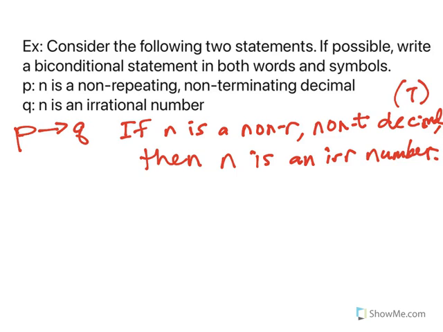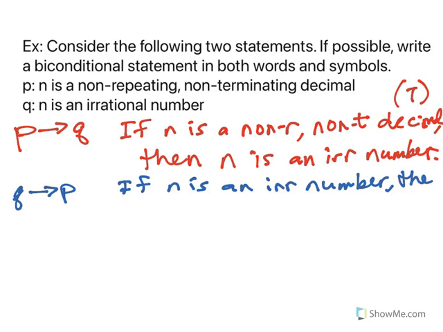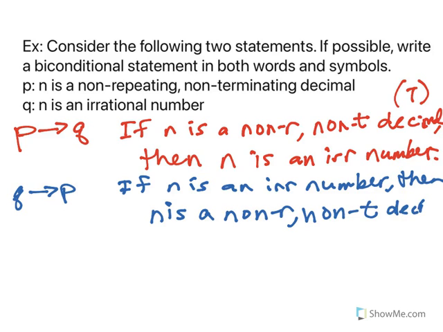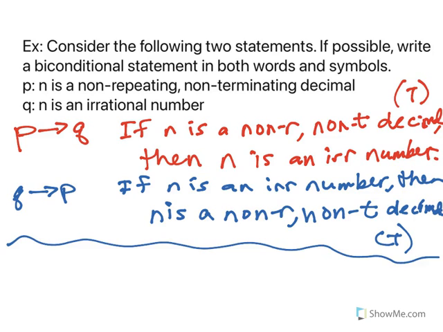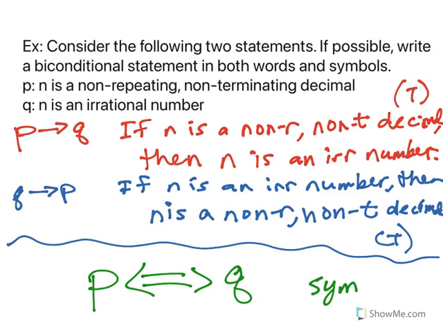Okay, so now let's check if Q, then P. So this means if N is an irrational number, then N is a non-repeating, non-terminating decimal. Also true. So because it is true both ways, we can write this as a biconditional. So in symbols, we have the two-sided arrow. Right? Okay, so this is the symbolic form.